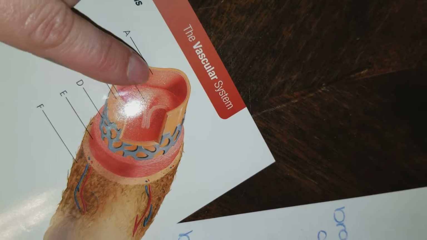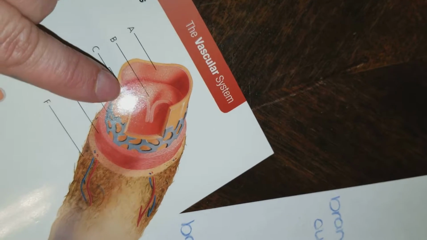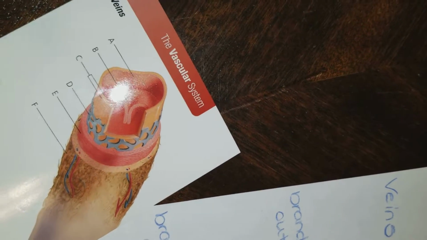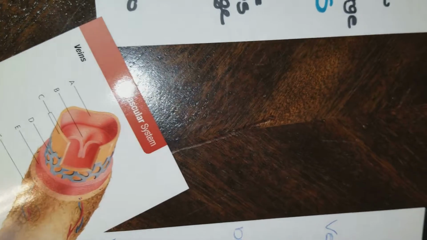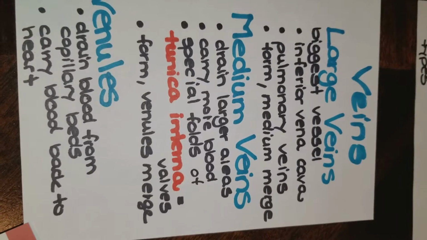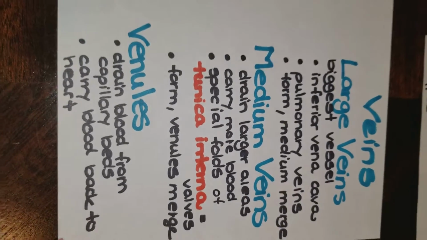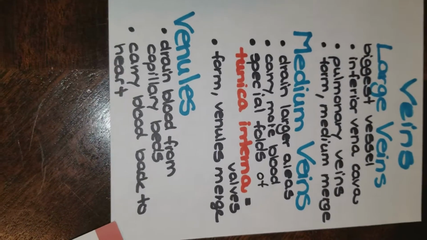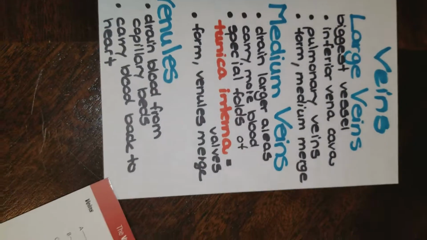So here's your inner layer, the tunica interna, and here's your valve. It opens and closes. It opens to let the blood flow, and then closes so it can't flow back. And these form when they merge with the venules. The venules drain blood from the capillary beds and carry the blood back to the heart.